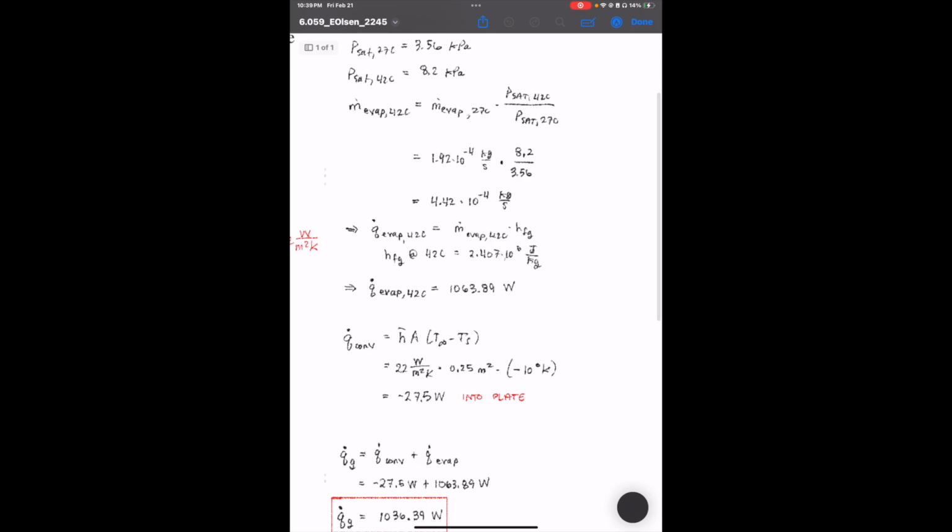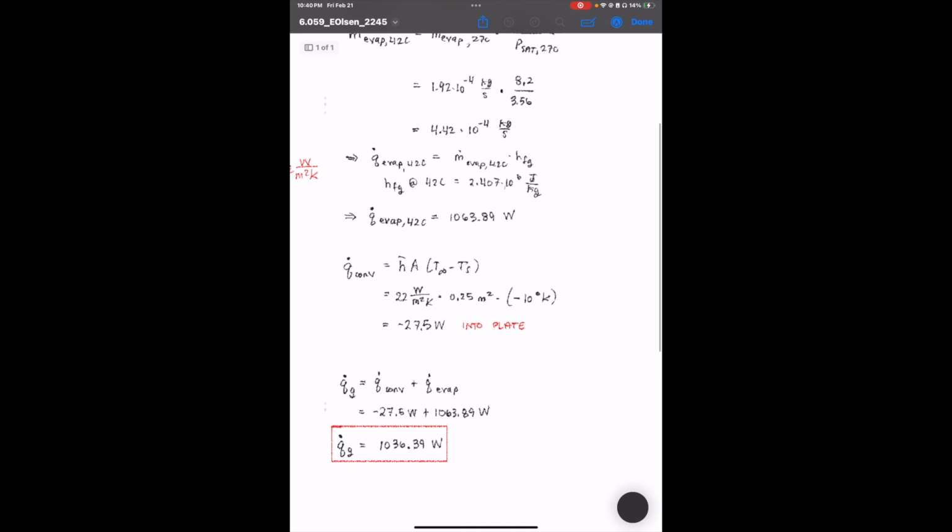And then this allows us to pretty easily solve for our evaporation heat transfer rate for the 42 Celsius plate by just using the same relationship, which is m dot evap at 42 Celsius times our latent heat of vaporization, which will be a little bit different, just taken at 42 Celsius instead of 27 Celsius. And then we get that our evaporation heat transfer rate needs to be 1063.89 watts.